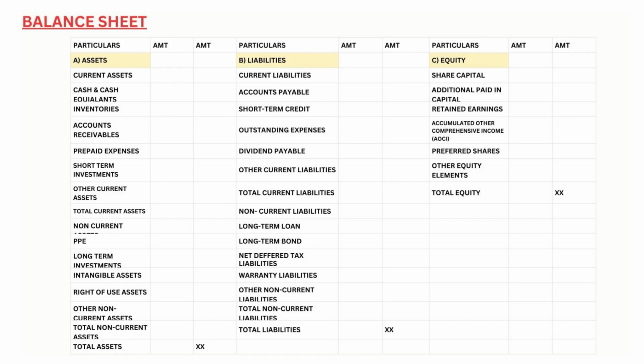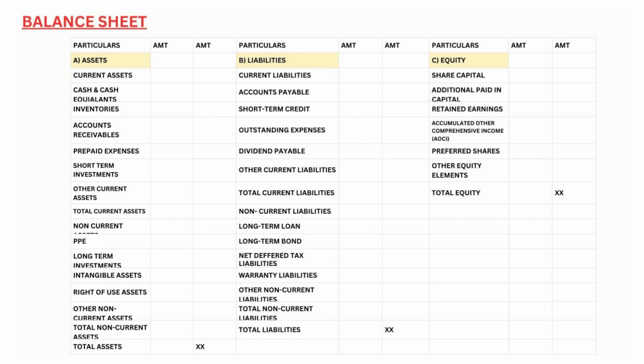The balance sheet is one of the most important financial statements. It shows the financial position of a business on a particular date by reporting its assets, liabilities, and equity. The balance sheet has three main parts. They are assets, liabilities, and equity. A simple way to remember it is that assets are what the business owns, liabilities are what the business owes, and equity is the owner's claim after paying off liabilities. The golden rule is that assets must always equal liabilities plus equity.